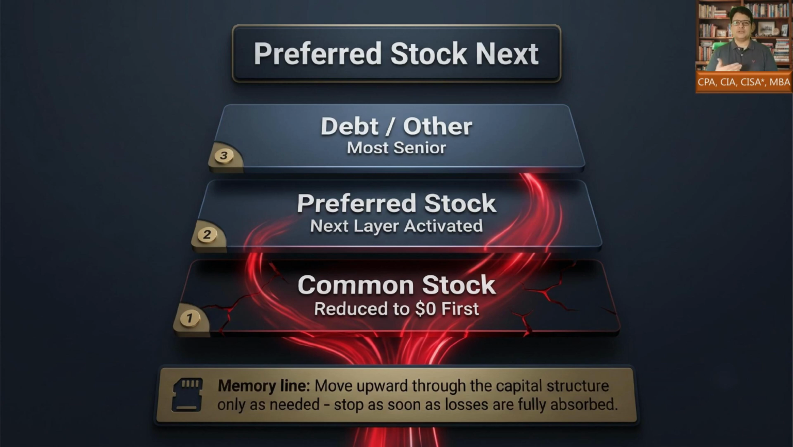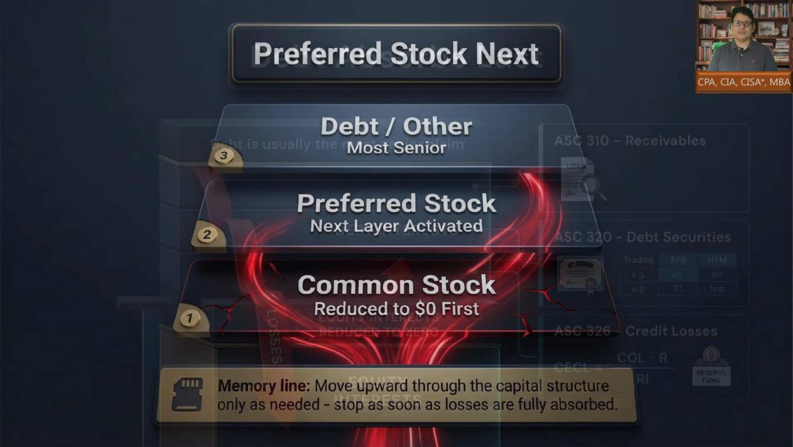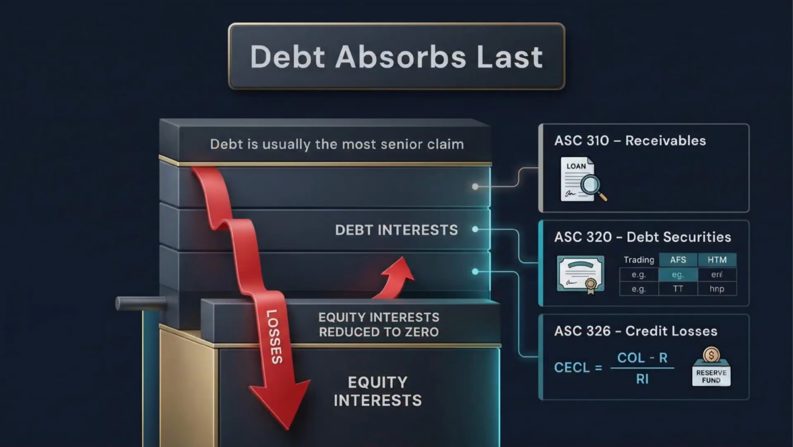The memory line is useful. Move upward through the capital structure only as needed. Stop as soon as losses are fully absorbed. Do not climb the ladder just because the ladder is there. Debt absorbs losses last because it normally has the most senior claim.